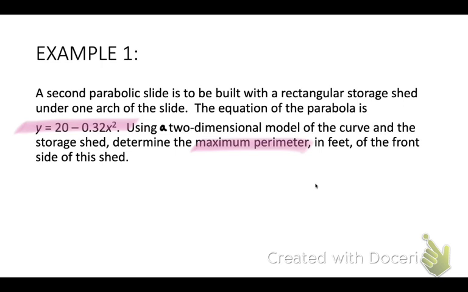I'm going to do my diagram up here. So I'm going to create a coordinate plane. I'm only really interested in quadrant 1 and quadrant 2. So here's my coordinate plane. I'm going to put a parabola that's symmetric over the y-axis. That's concave down. So there's the slide. It says we have a rectangular storage shed underneath that. So there's my rectangular storage shed underneath the parabola.